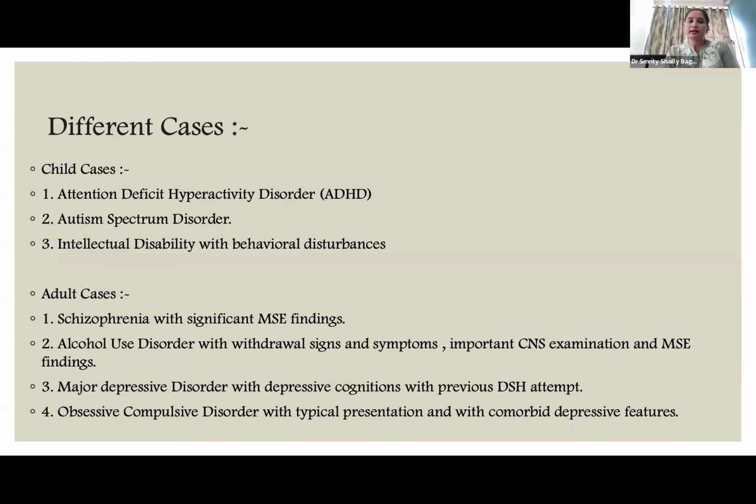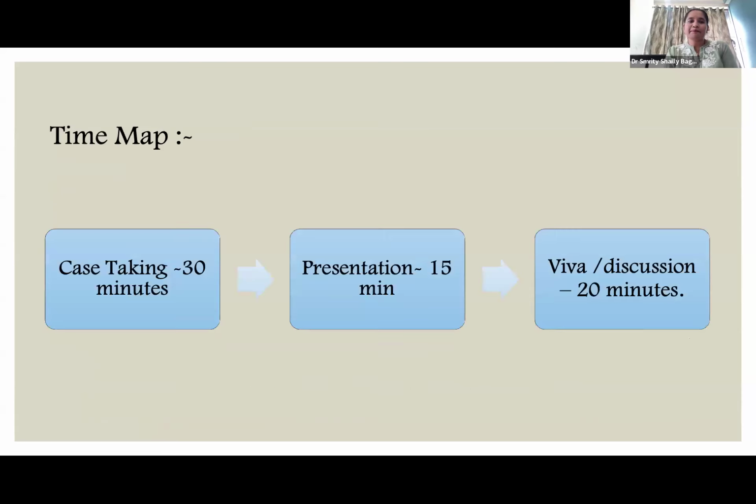So for short cases, the different cases which are kept for short case presentations are from the child: ADHD, autism spectrum disorder, intellectual disability with behavioral disturbances. Coming to the adult cases: schizophrenia with significant MSE findings, alcohol use disorder with withdrawal signs and symptoms and important CNS examination with MSE findings, major depressive disorder with depressive cognitions and also with history of DSH attempt, and obsessive compulsive disorder with the typical presentation and also with comorbid depressive features. These are a few of the cases.